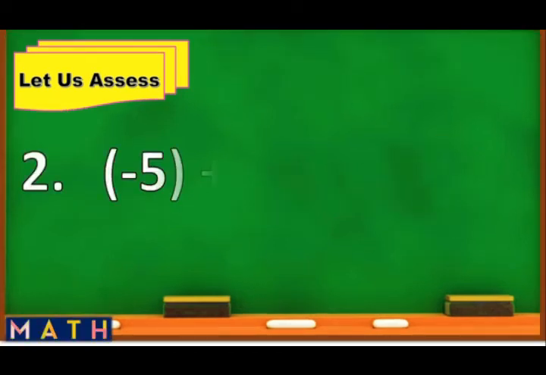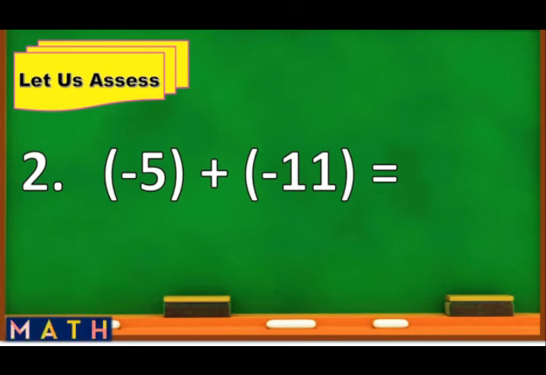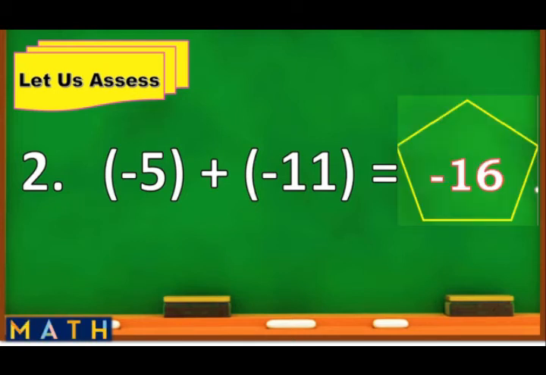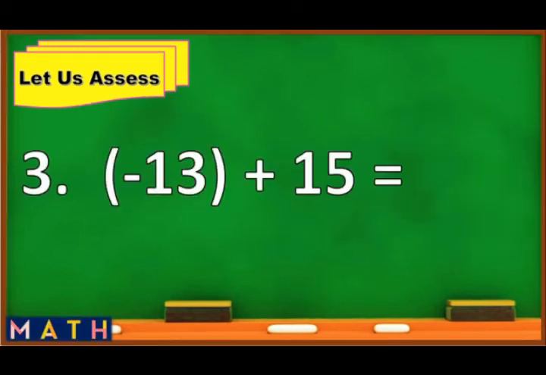negative 7. For item number 2, negative 5 plus negative 11, the correct answer is negative 16. For the last item number 3, negative 13 plus positive 15, the correct answer is positive 2. You did great.